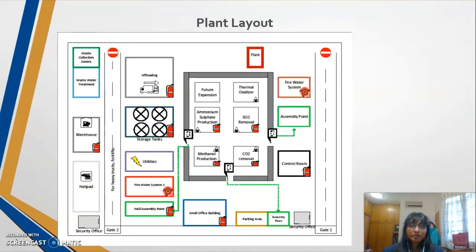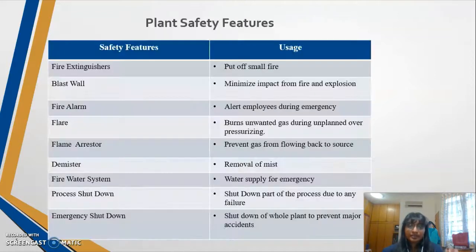This is an example of our plant layout. Note that the exits are highlighted and the green road shows the closest route to the assembly point. Some of the plant safety features are fire extinguishers to put out small fires, blast valves to minimize impact from fire and explosion, fire alarms to alert employees during emergency, fire water system where the water is used for emergency, process shutdown where part of the process will be shut down. Lastly is the emergency shutdown where the whole plant will be shut down due to any hazard or risk that may occur.